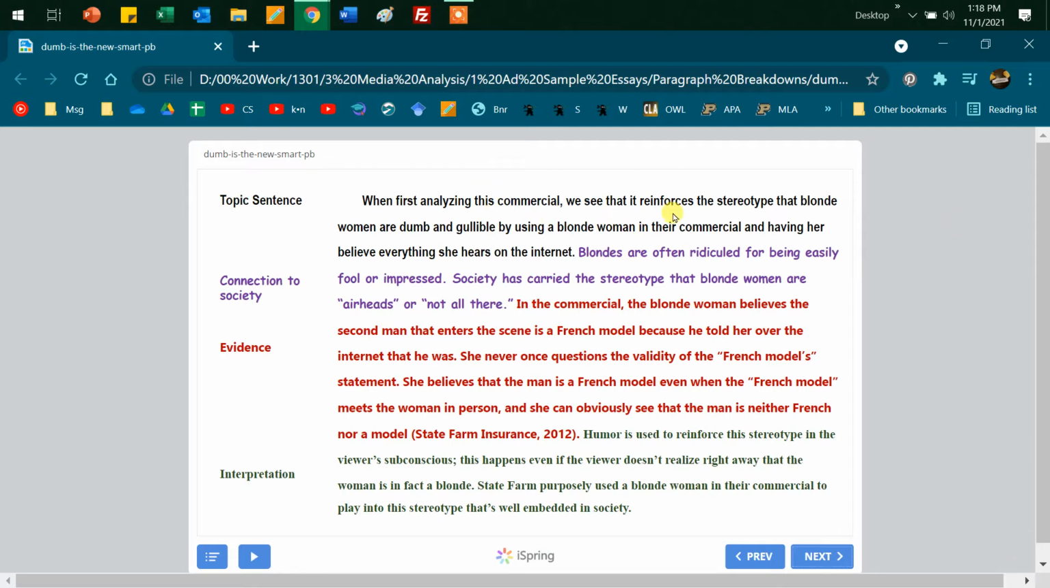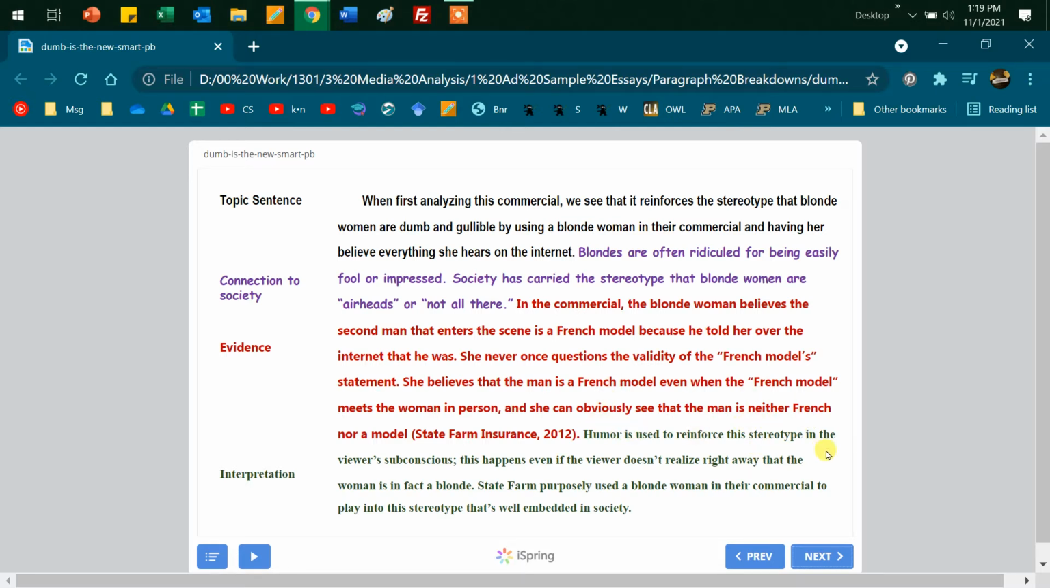When first analyzing this commercial, we see that it reinforces stereotypes that blonde women are dumb and gullible by using a blonde woman in their commercial and having her believe everything she hears on the internet. Blondes are often ridiculed for being easily fooled or impressed. Society has carried the stereotype that blonde women are airheads or not all there. In the commercial, the blonde woman believes the second man that enters the scene is a French model because he told her over the internet he was. She never once questions the validity of the French model's statement. She believes the man is a French model even when the French model meets the woman in person, and she can obviously see the man is neither French nor a model.